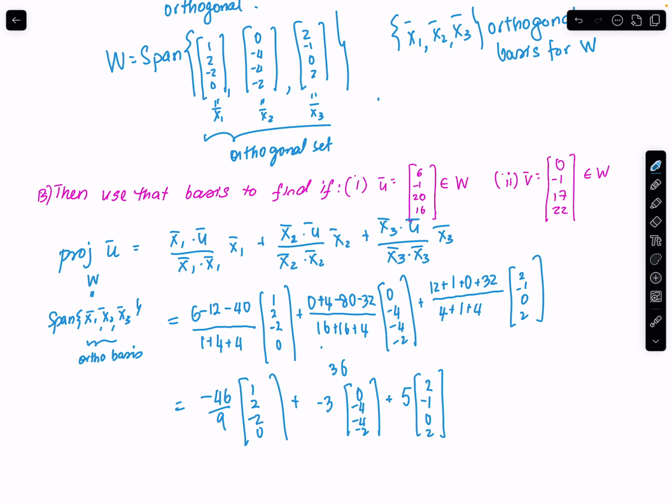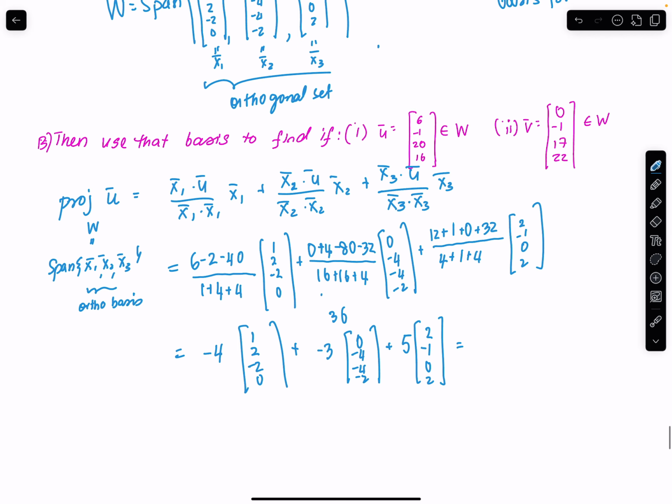Oh, there's a little mistake in the calculation of x1 dot u. So let me just fix that. x1 dot u will be 1 times 6, plus 2 times negative 1, which is minus 2, plus negative 2 times 20, which is minus 40. Okay, so this is minus 36. It's much nicer. So that's negative 4.